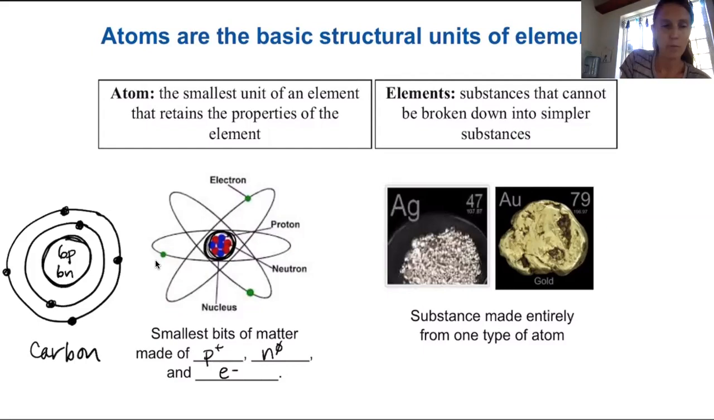Again, number of protons, number of neutrons in a nucleus, and then I want you to show me the electron shells and how many electrons are in them. Elements are on the periodic table, and they can't be broken down into anything simpler. If you look at pure gold or pure silver, they are made entirely of either gold atoms or silver atoms.